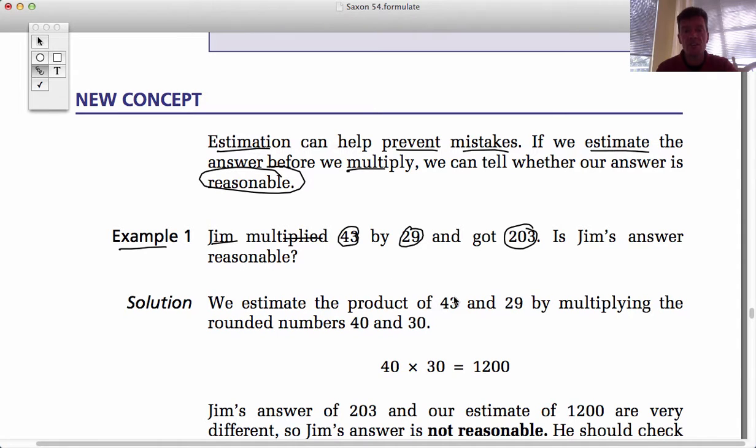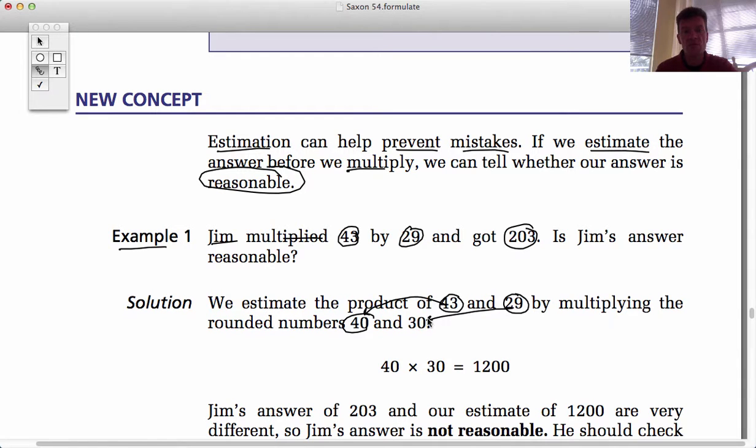If you look at this, the idea behind estimation is, instead of using the numbers that are given, you're going to take those numbers and round them so that you have numbers that are easier to work with. So 43 is close to 40. If you round down 43, say it's close to 40. 29 is really close to 30, so you can round up to 30.